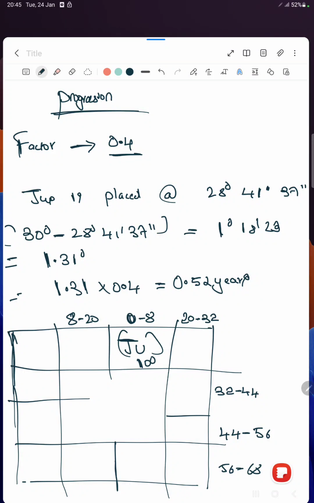Welcome to Astrobox. Today is our class number 27 and progression class number 2. So today we will see cases for retro Jupiter and how to take the progression.